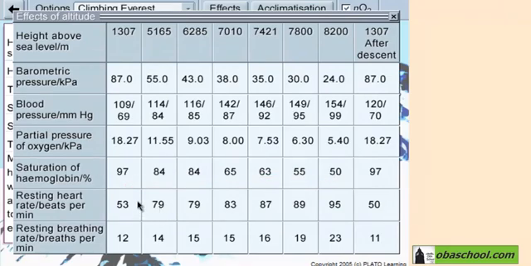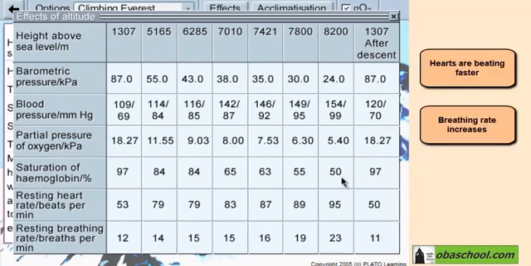Their heartbeats are going from 53 at rest to 95 beats per minute at rest. The resting breathing rate is going from 12 breaths per minute to 23 breaths per minute. So their hearts are beating faster, they are breathing faster, their blood pressure is increasing, all to get as much oxygen as possible.